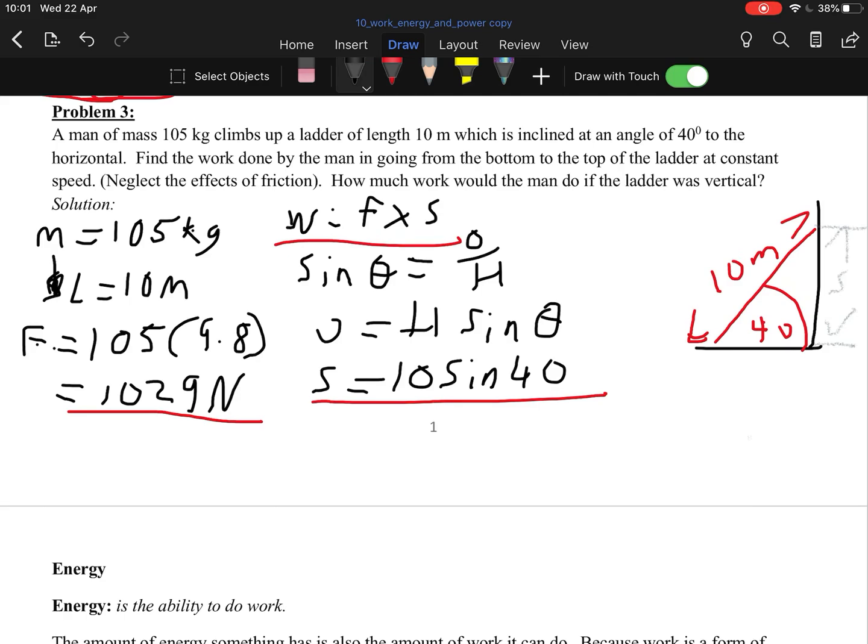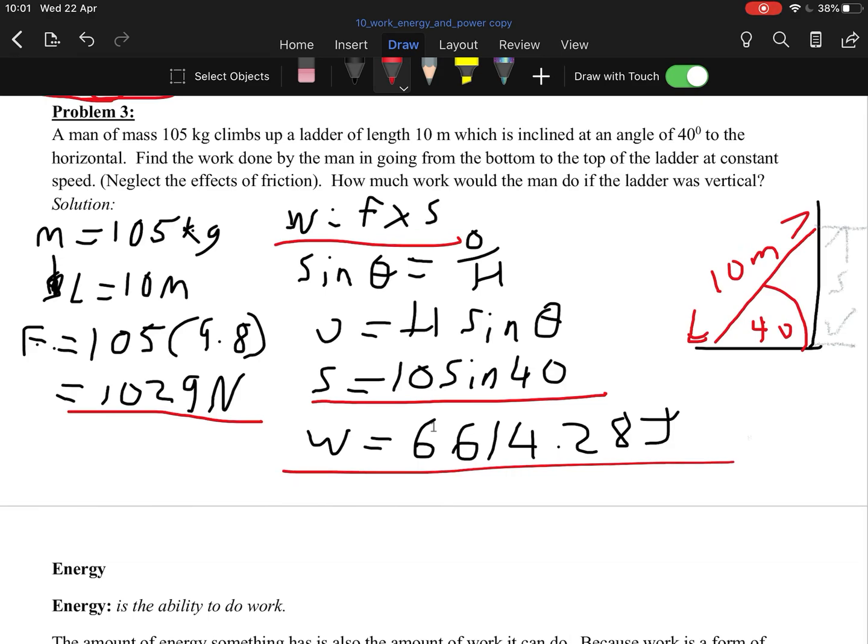So when you put 1029 and 10 sine 40 into this equation up here, we should get our work done to be 6614.28 joules. Okay, so the trick to that one is people would put 10 down as the displacement. 10 is the length. That's the length you climb up the ladder, but it's not your displacement.